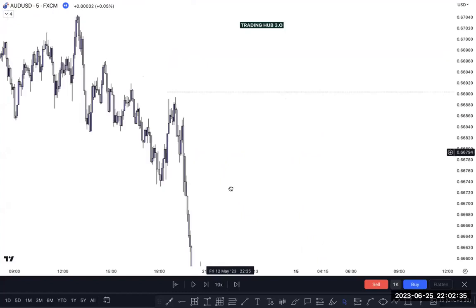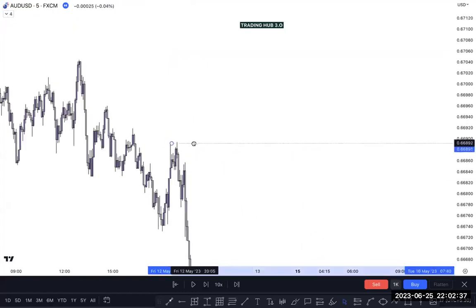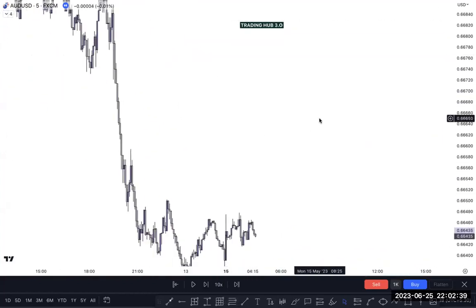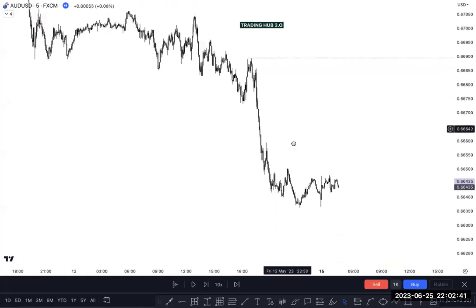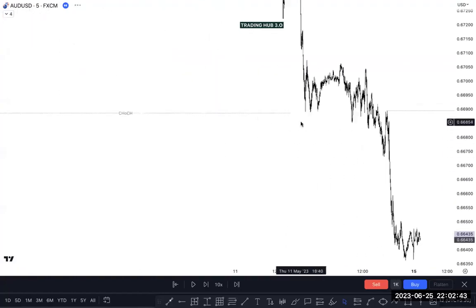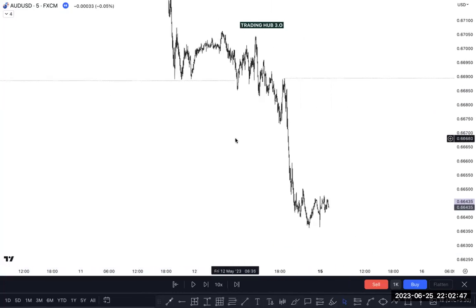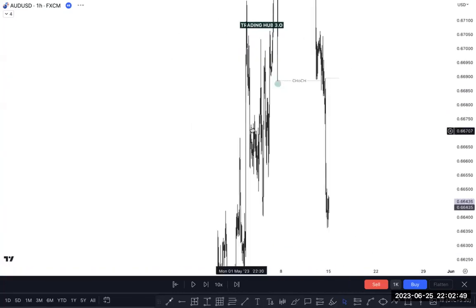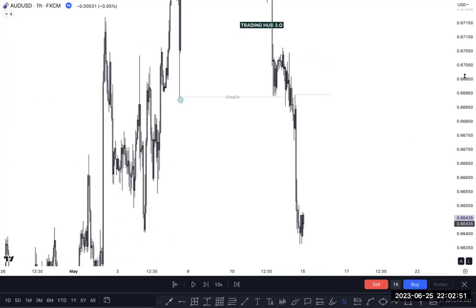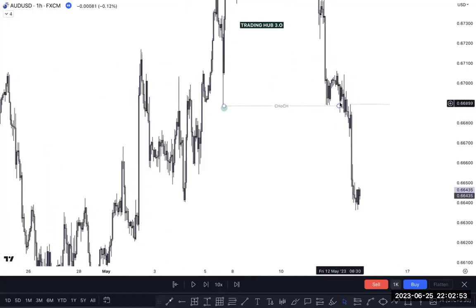Simply, you can see this is our higher time frame inducement. If the market takes out this inducement, then you can buy here. And I'm going to show you in the 1 hour time frame first. There is no choch confirmed here; the choch is confirmed at this point, right?